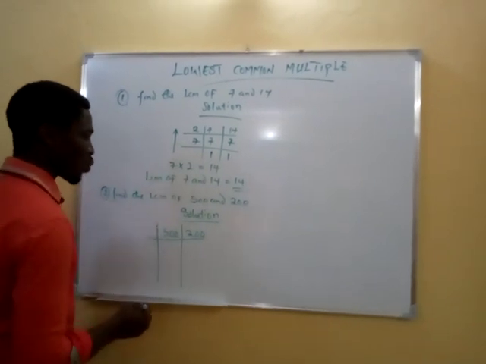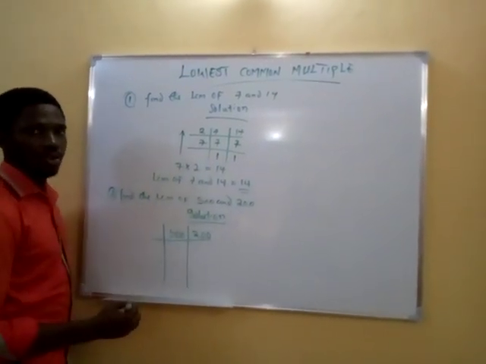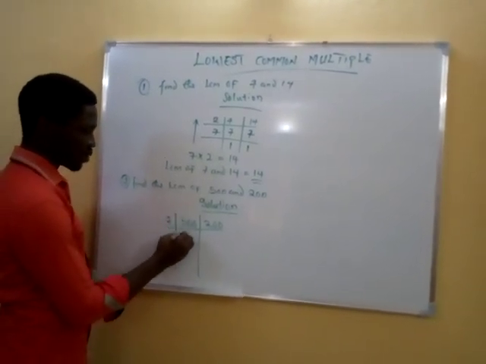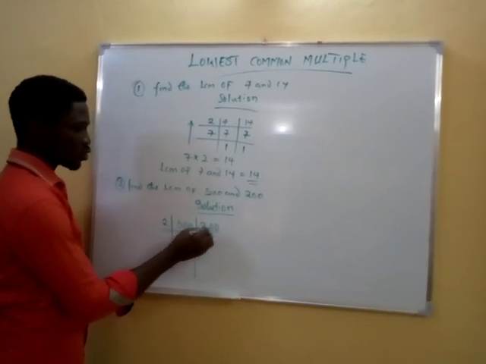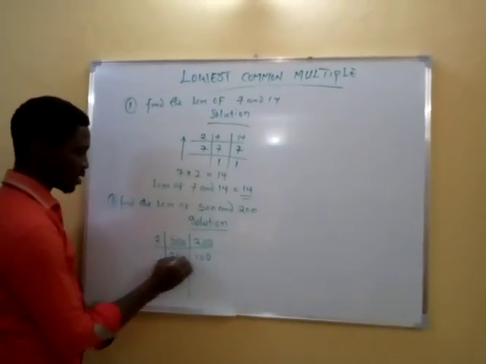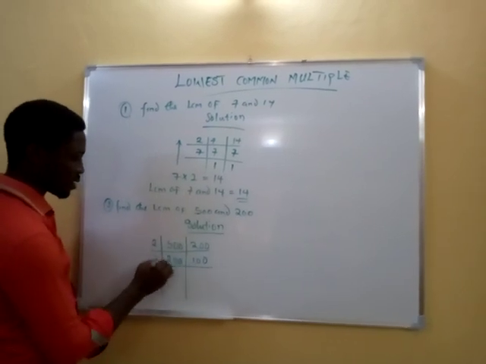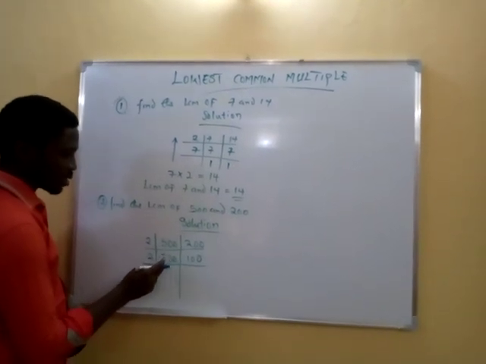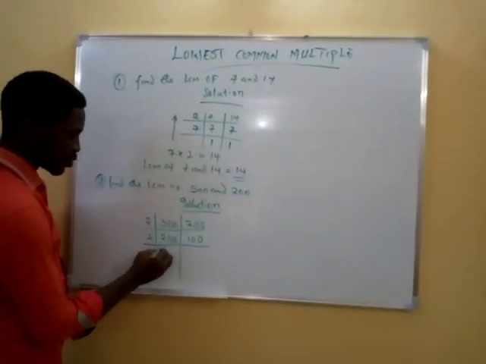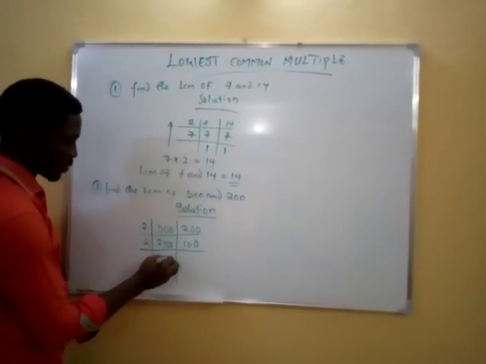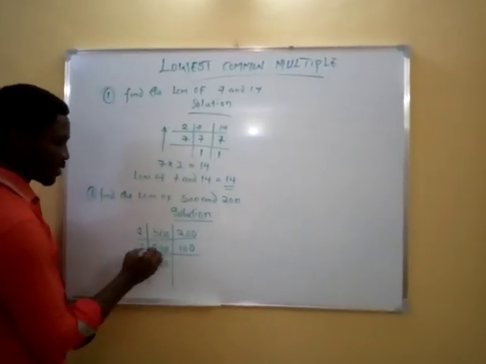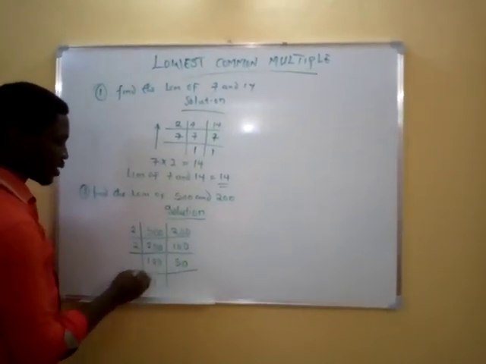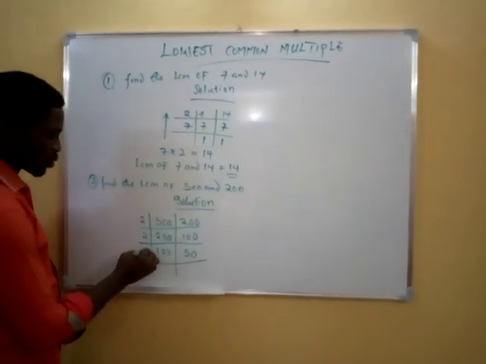Okay? So what's the lowest number that can go into these two numbers without a remainder? We have 2 here. 500 divided by 2 will give you 250. 200 divided by 2 will give you 100. What can go again? 2 can still go. 250 divided by 2 is going to give you 125. 100 divided by 2 is going to give you 50. So you draw your line and you continue by 2.